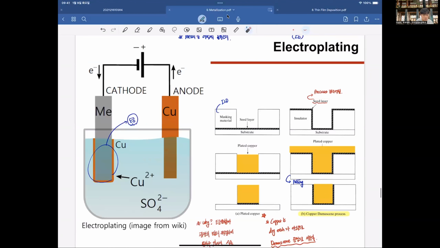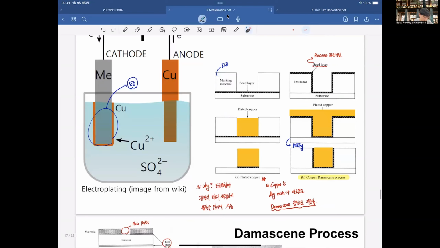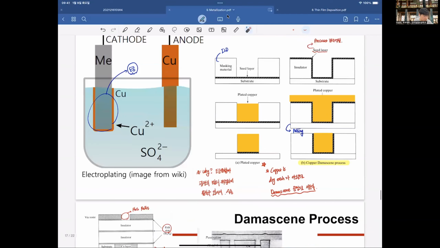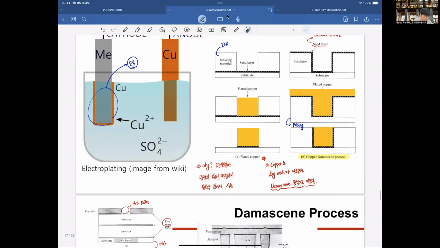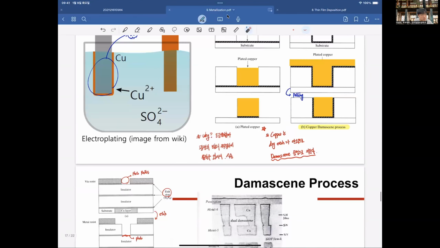So there's another way of covering the metal, which is electroplating. Why do we use this technique? Because this is very cheap and very fast, and it puts metal on the surface.